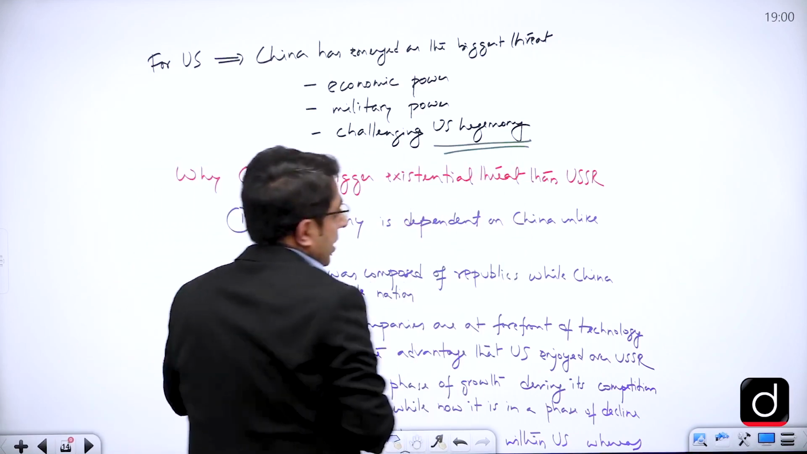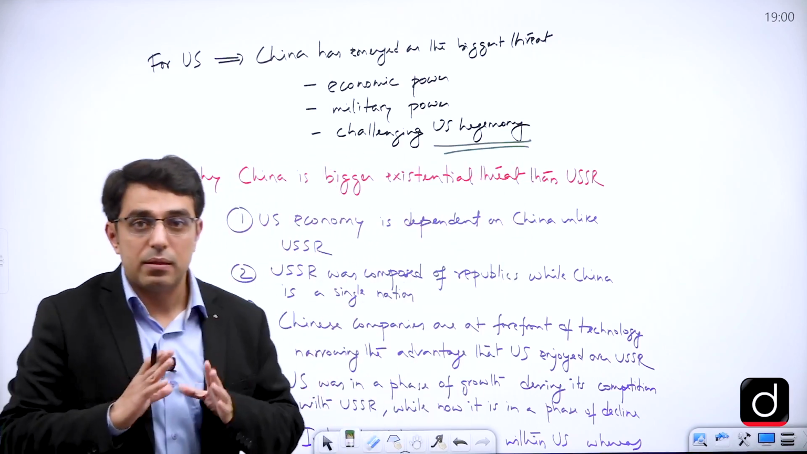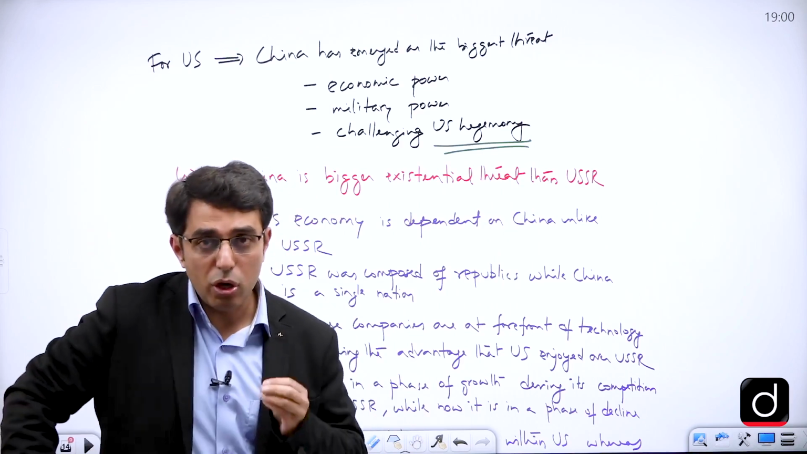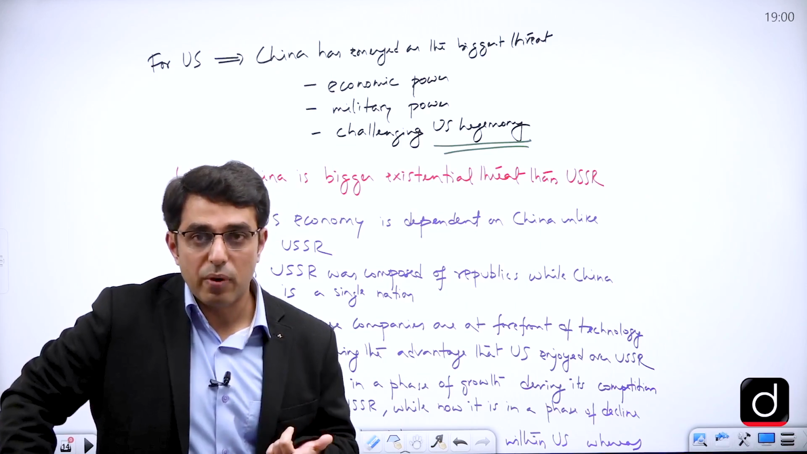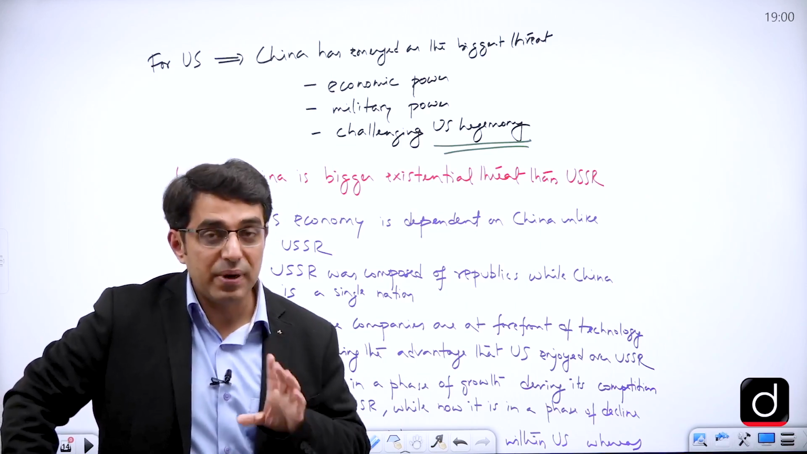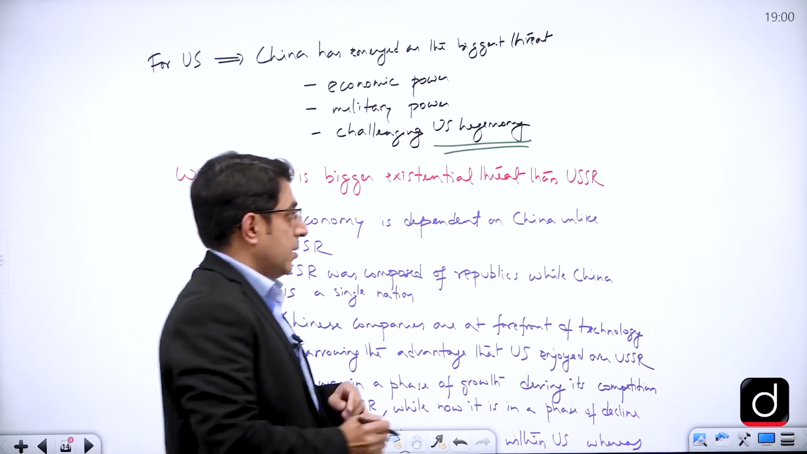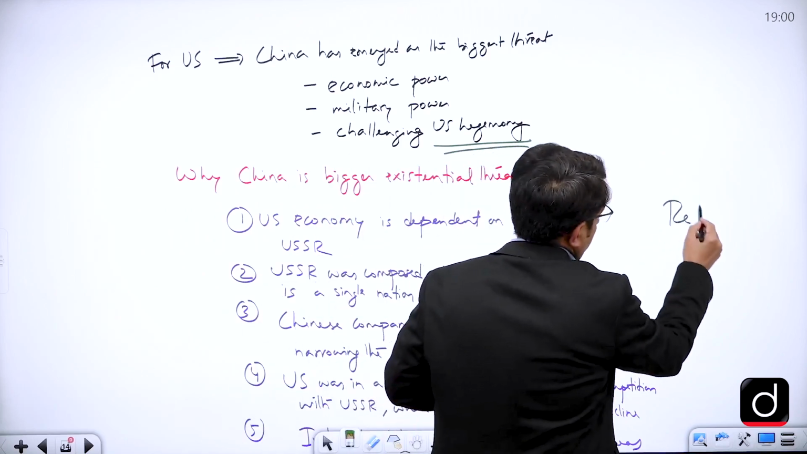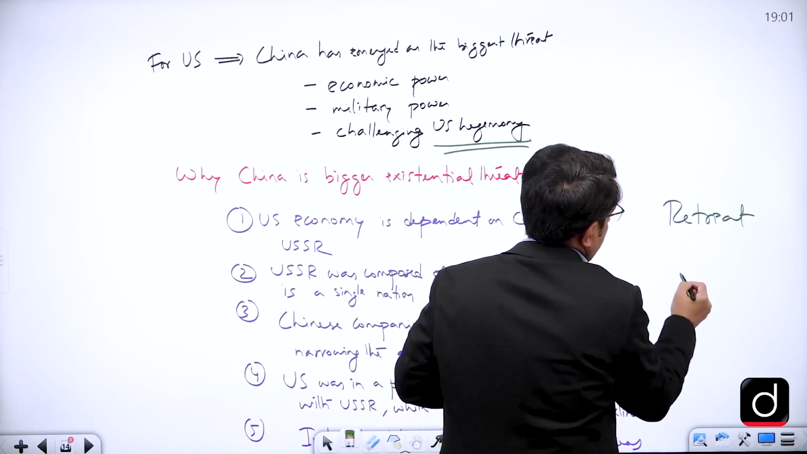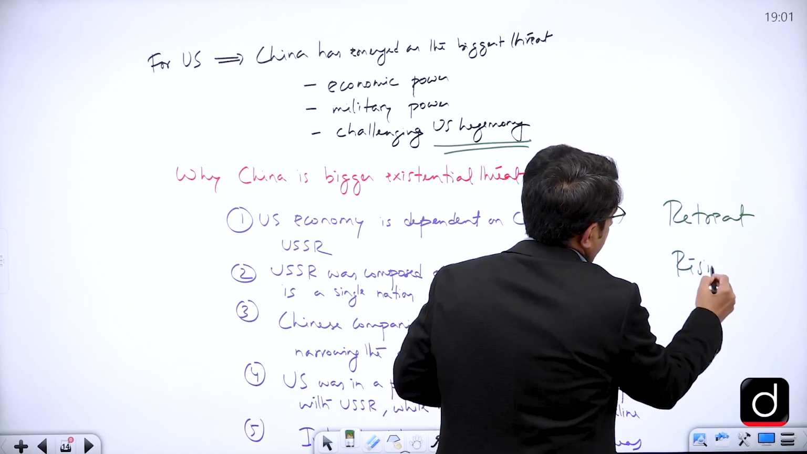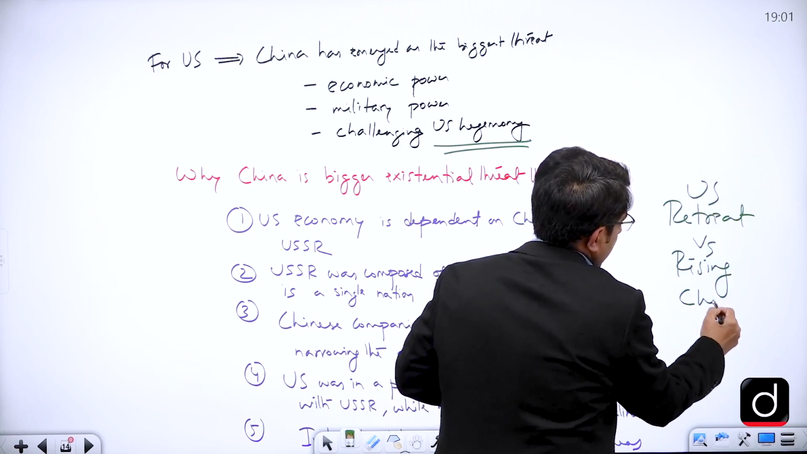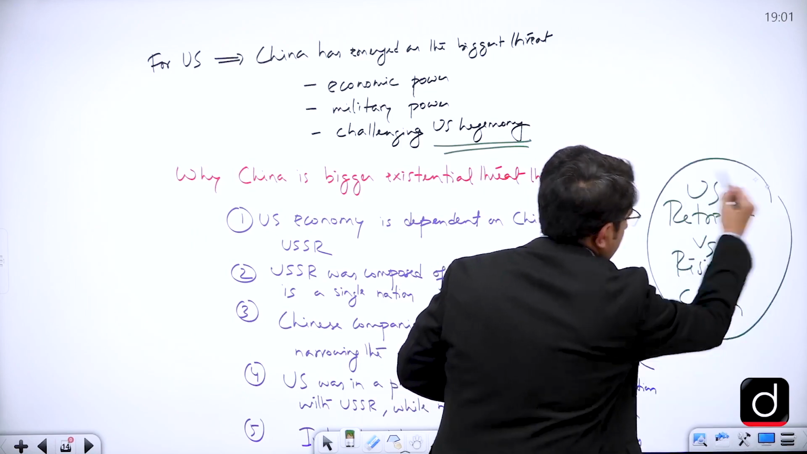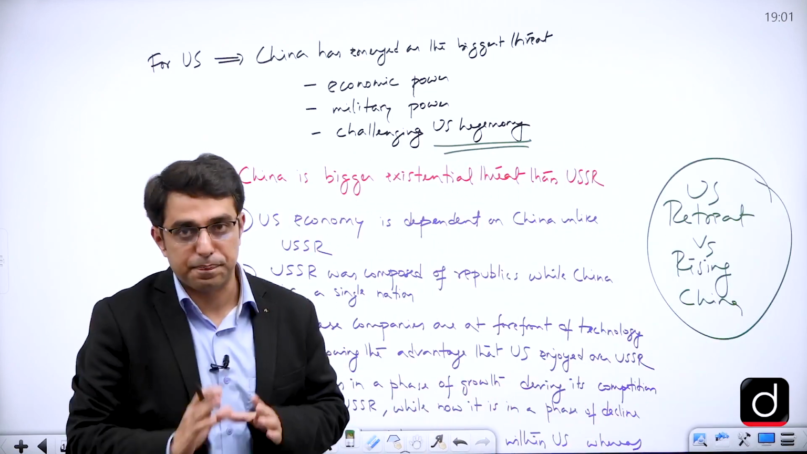Because if we look at the world, then yes, we talk about a multipolar world, but the reality is that if we have to pick one superpower, then US is that superpower, but US is in retreat. So, that is a bigger problem, that US is in retreat and China is rising. So, it is a US retreat versus rise of China, and that is what the question is focusing on.